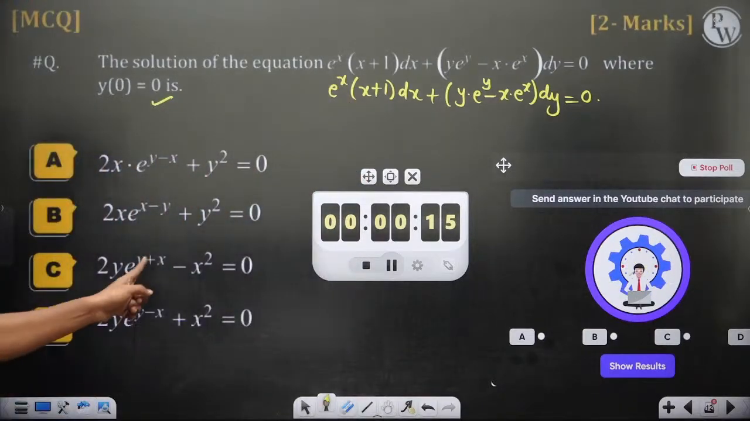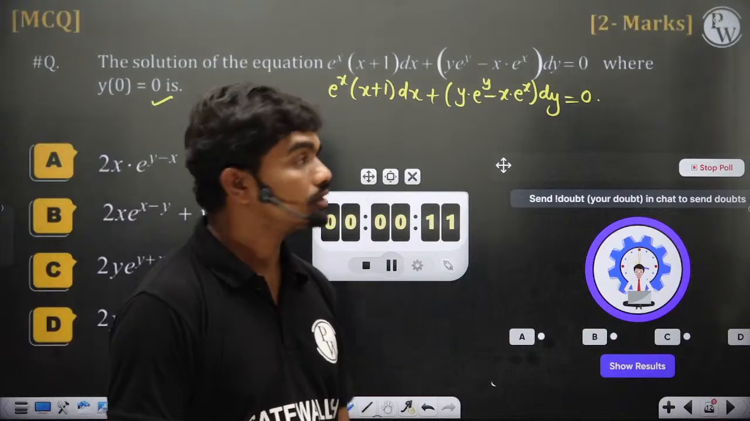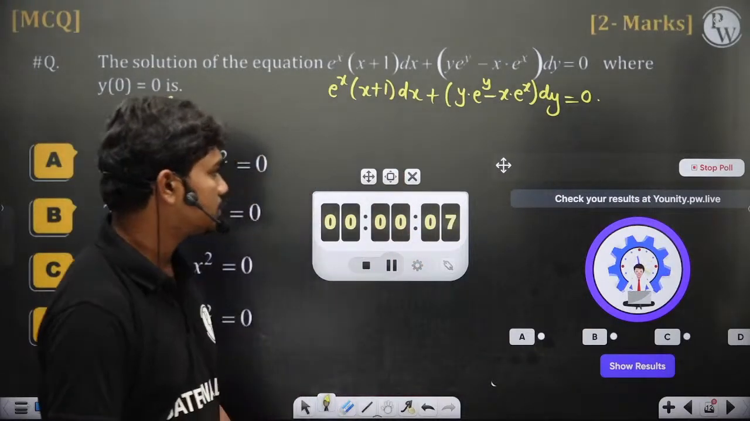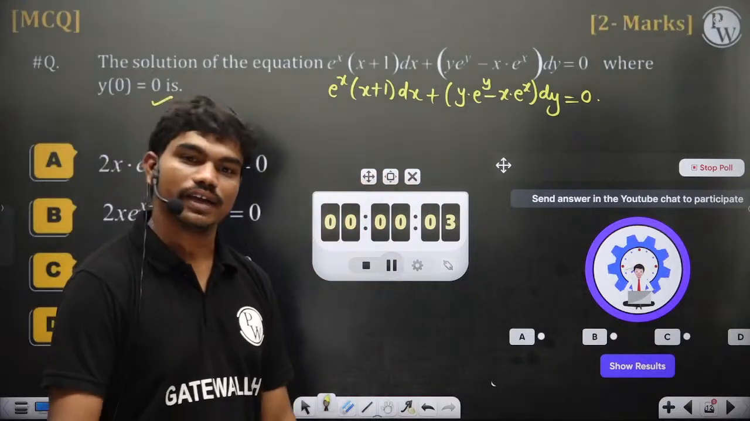2y e power y plus x minus x square is equal to 0. Okay, maybe. Let's see whether it's C or not. Okay, 5, 4, 3, 2, 1. If some of you want to enter C. Okay, all of you want to say it's C.